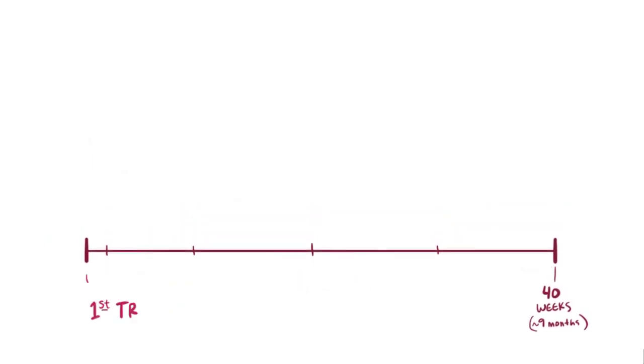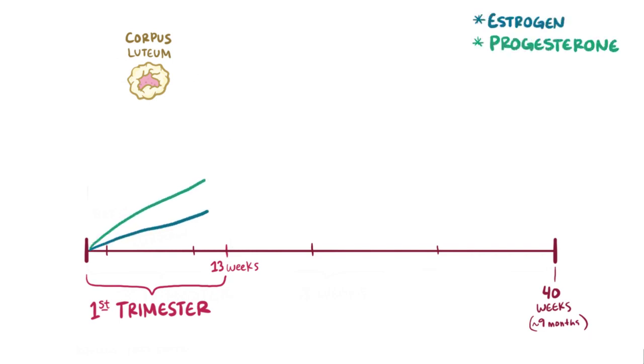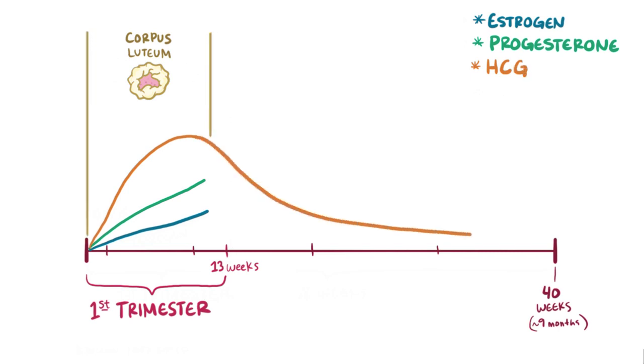So during the first trimester, which is between week 1 through 13, hormones are being generated by the corpus luteum, mainly estrogen and progesterone. By around week 9, HCG levels peak, and then begin to fall off, which is a signal for the corpus luteum to finally start shriveling up.